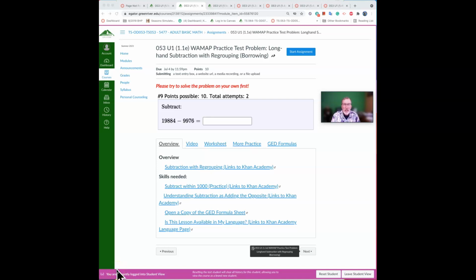Hello everybody. This time we're going to work a multi-digit subtraction problem. This is also known as longhand subtraction. And we will have to do borrowing or regrouping as it's called in mathematics.